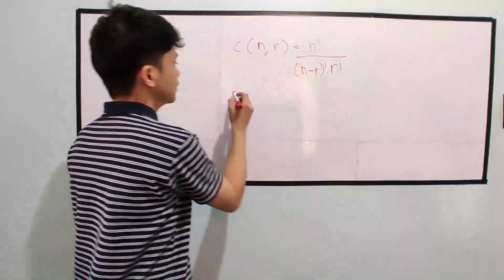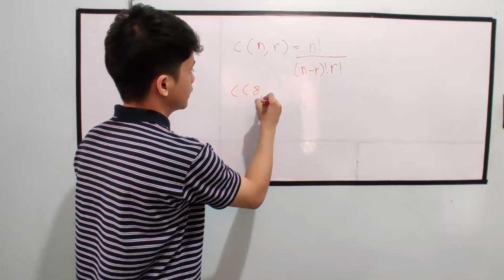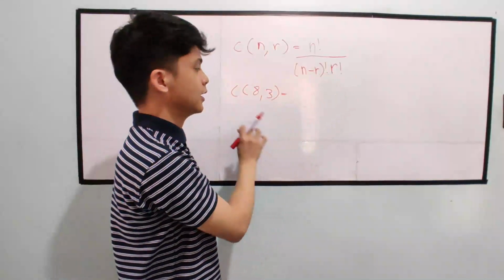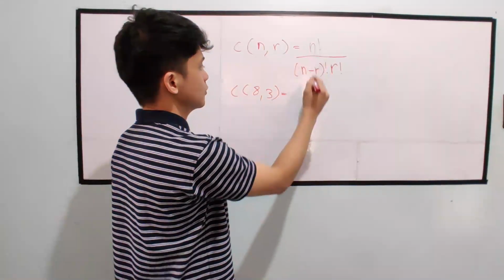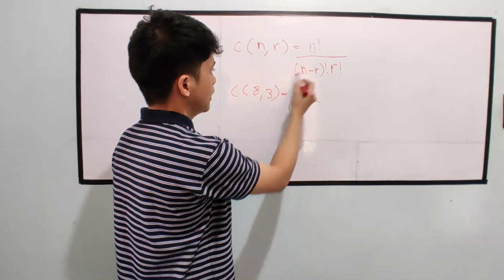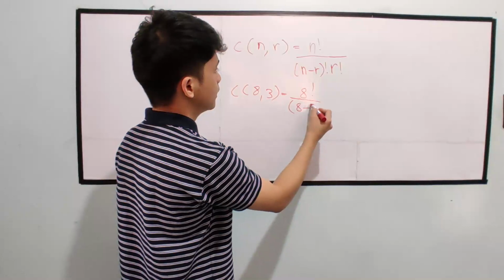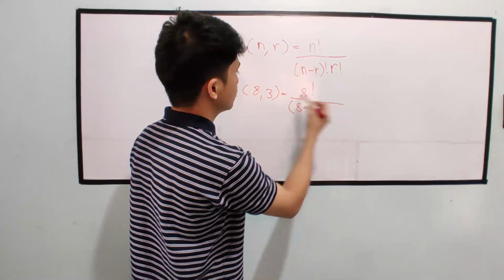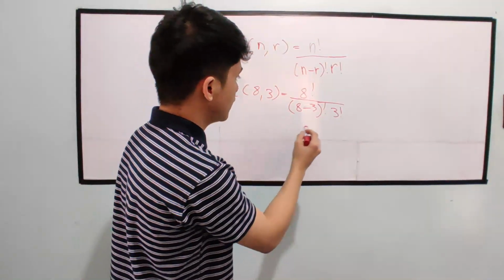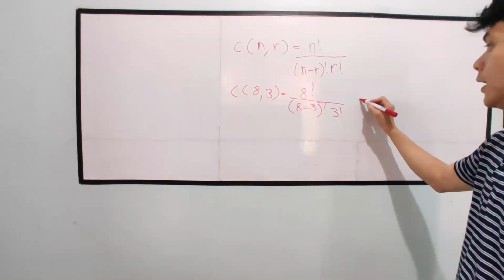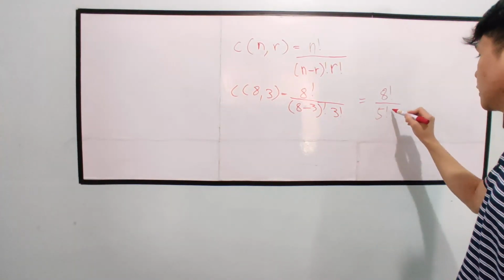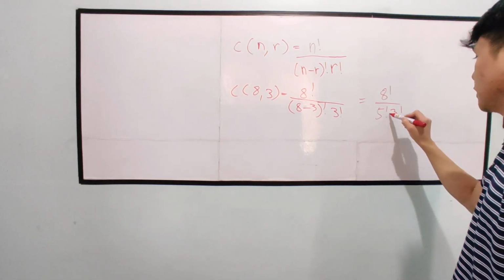So, example, combination of 8 taken 3 is equal to, so substitute lang natin yan dito sa formula natin. So, ito yung n natin, ito yung r. So, n factorial, 8 factorial over n minus r, 8 minus 3 factorial, times r factorial, 3 factorial. Okay? Then, simplify lang natin yan. 8 factorial over 8 minus 3 is 5 factorial, and times 3 factorial. So, may times na dito.